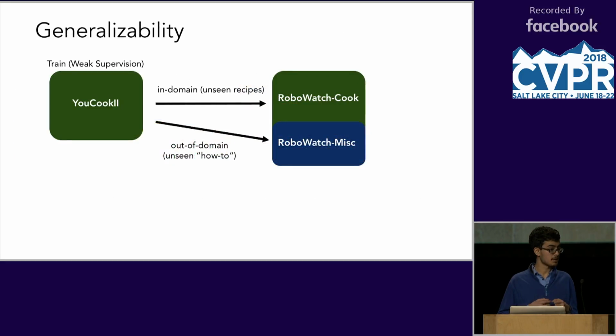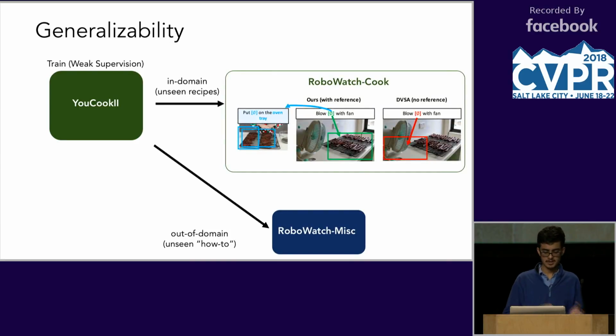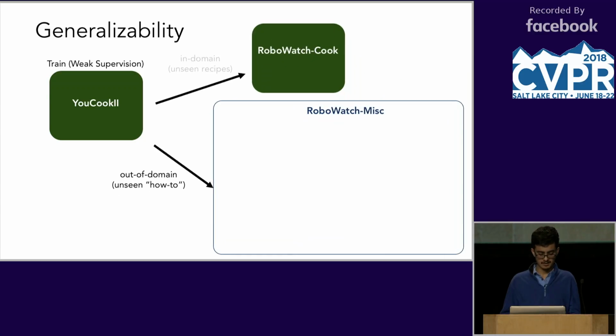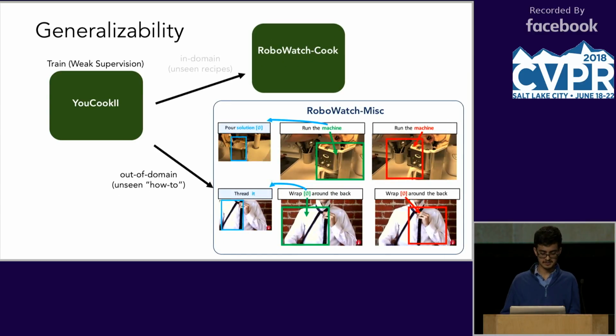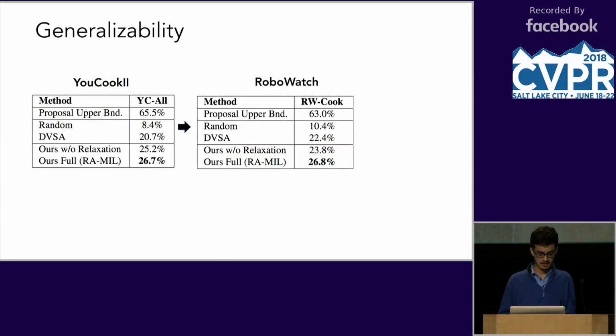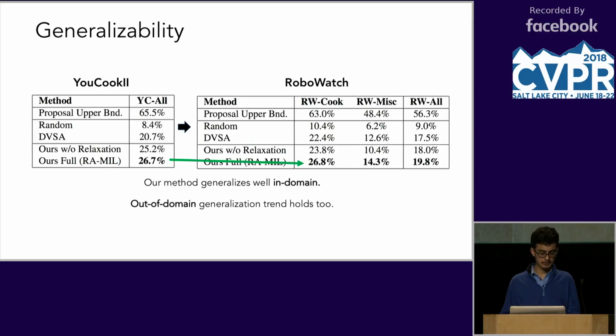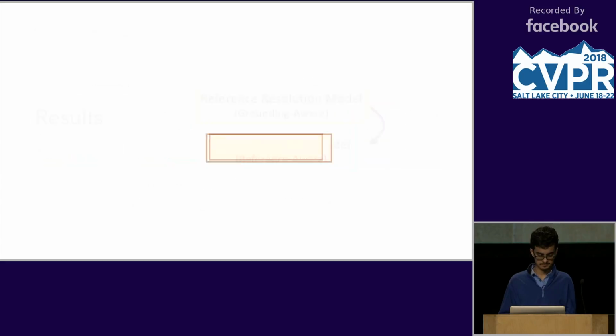We also benchmark the generalizability of our approach. So here we train on YouCook2, and we examine in-domain generalization to RoboWatch Cook. In this case, a new dish of beef jerky, as well as out-of-domain tasks, such as how to clean a coffee machine. And then finally, we can see that this generalizability holds even quantitatively as well. With cooking, the performance is roughly comparable, and with the out-of-domain, the generalization trend holds.